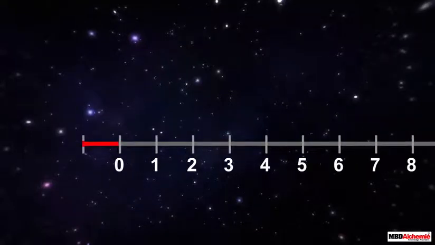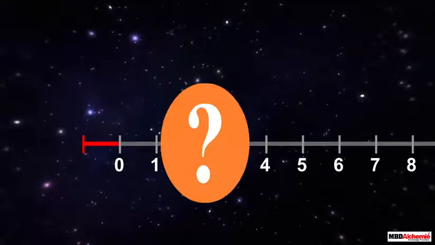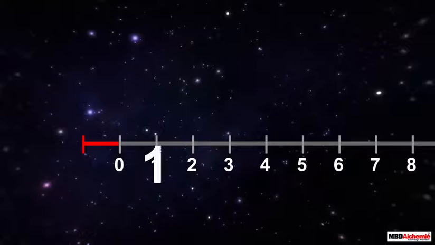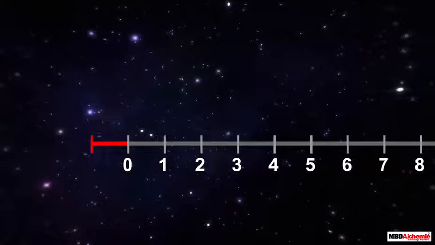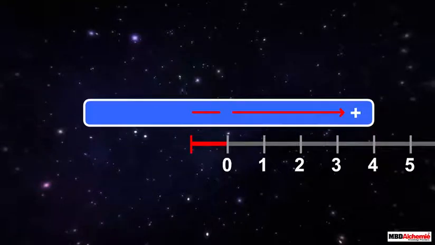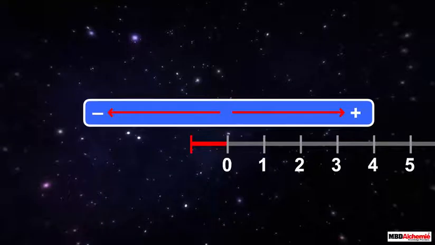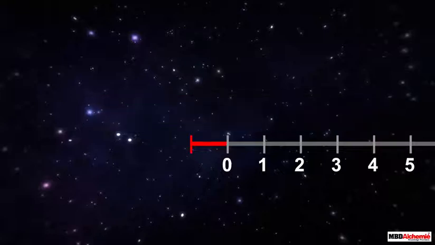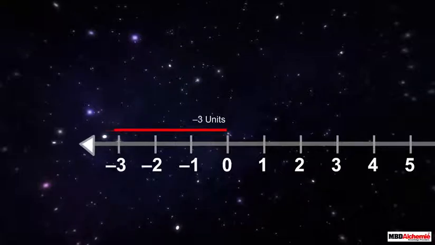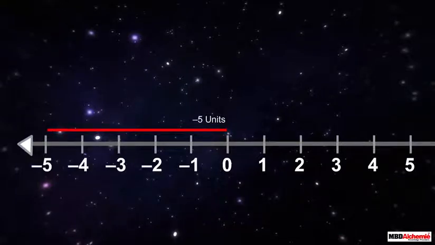But what if we move 1 unit to the left-hand side of the 0? Is there any number less than 0? As we move to the right, the numbers increase, and as we move left, the numbers decrease. As we know, we can denote the right direction by positive sign and the left direction by negative sign. That means we can represent the distance on the left side of 0 as well. So, we get -1 unit, -2 units, -3 units, and so on.